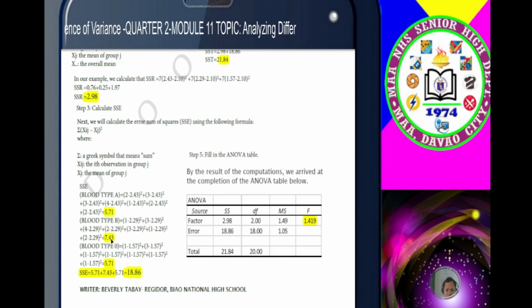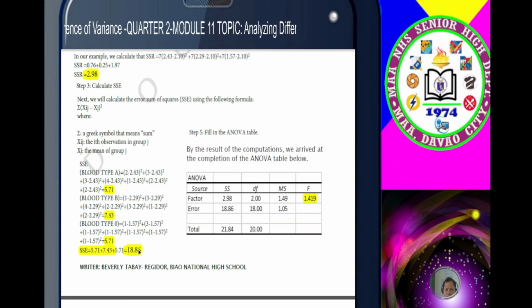And the same goes with blood type B. Each element will be subtracted by its mean, so 1.29 squared and so on until you reach the last element. The total would be 7.43. And for blood type O, the same procedure, so the answer is 5.71. And to get the SSE, or errors, you add these 3 values. The answer would be 18.86. Okay.